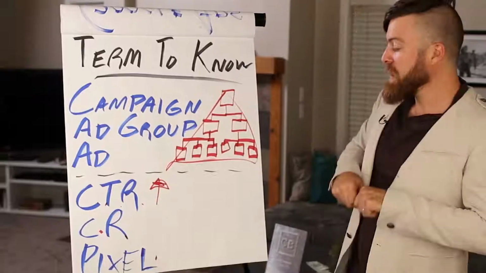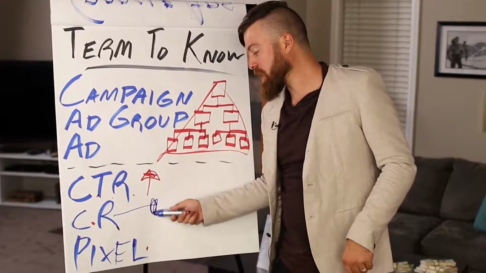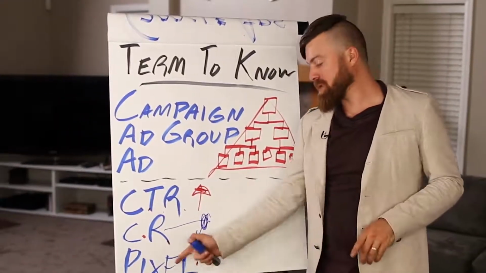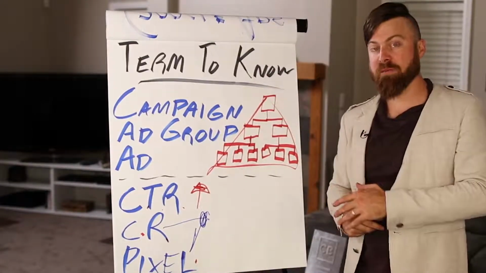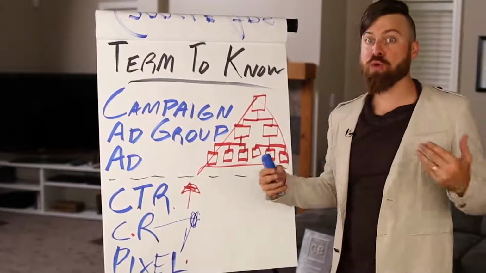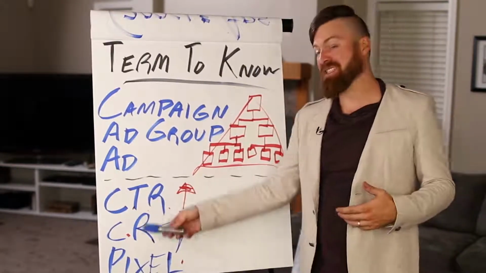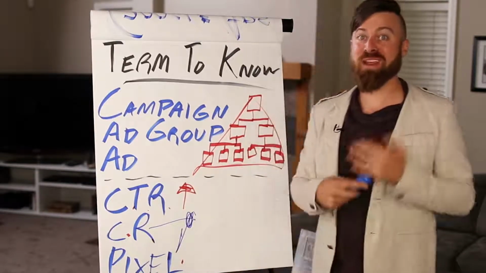Now, the way you actually measure if people are buying on your site is you use what's called a conversion pixel, or a pixel right there. And again, you can Google these terms. There's a lot more information on exactly how you can use a conversion pixel and how you can optimize data based on CTR and CR, but I'll leave that for another video in the future.